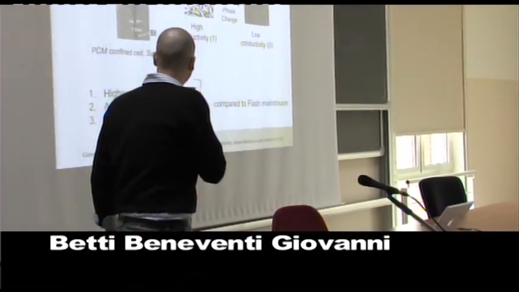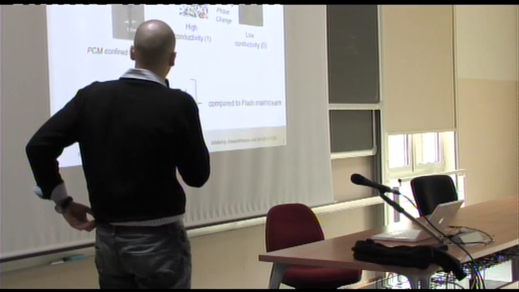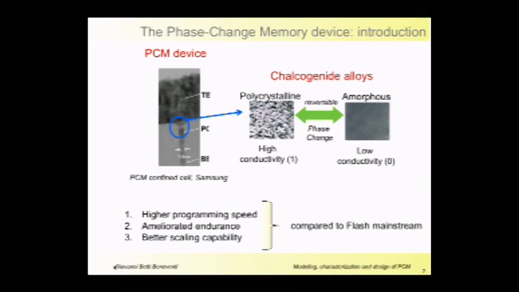So, just a slide to introduce the topic of phase change memory. The PCM device, as you can see in the figure on the left, is a very simple device made by a phase change layer, indicated as PC in the figure, sandwiched between two electrodes, a top electrode indicated as TE and a bottom electrode indicated as BE. At the heart of this device, there is the phase change layer.